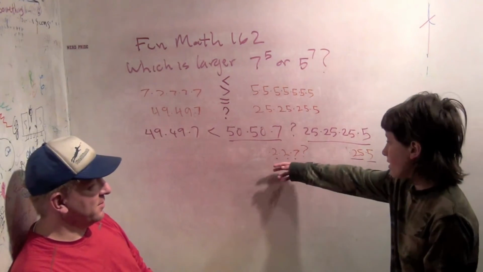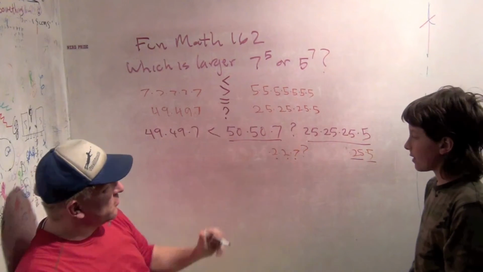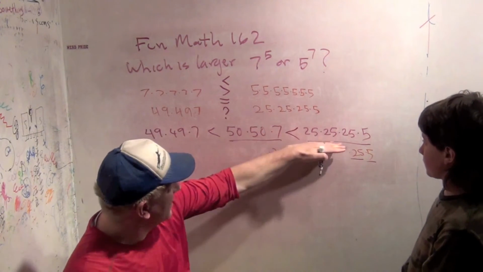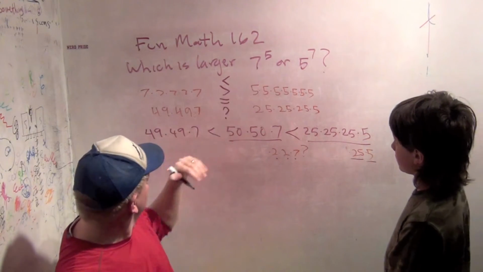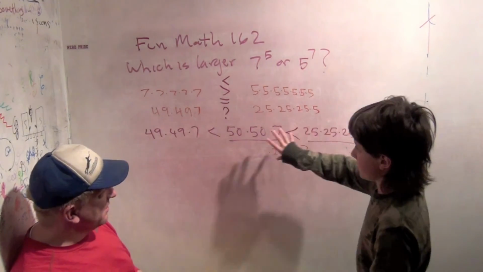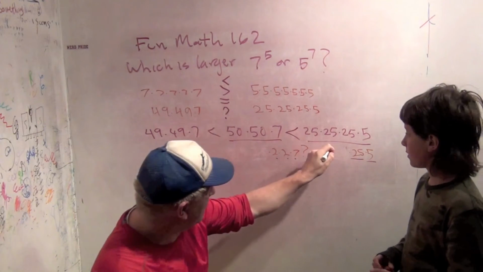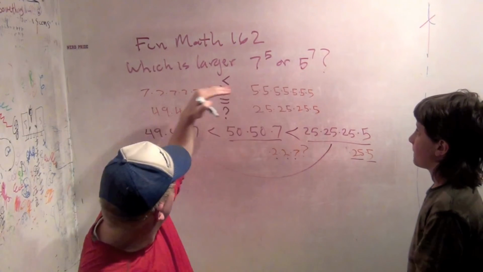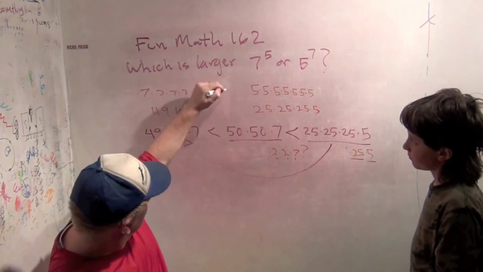That's 125, and this isn't even over 100. What is it? It's 28. So that allows us to say, aha, I know this is less than that. Now, that was really lucky. It was cool you made up this problem, and it was really lucky that we could do some neat inequality stuff here. This is bigger than this, which is bigger than this. So which one's bigger, 5 to the 7th or 7 to the 5th? 5 to the 7th. So we solved our problem.